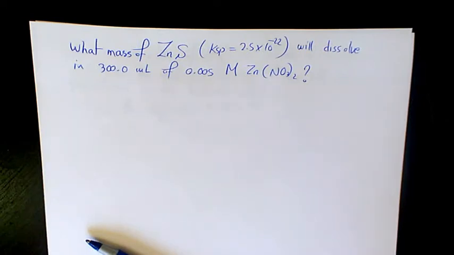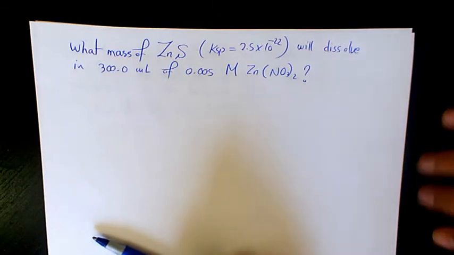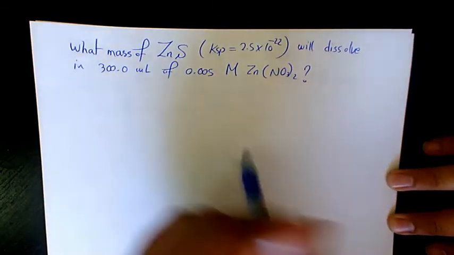Welcome to another video. In this video I want to talk about precipitation conditions and solubility and KSP and things like that. I have two questions in this video. The first one is: what mass of ZnS, zinc sulfide, KSP 2.5 times 10 to the power of negative 22, will dissolve in 300 milliliters of 0.005 molar zinc nitrate?